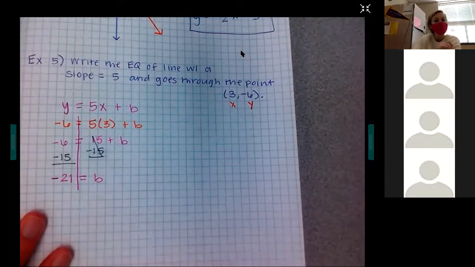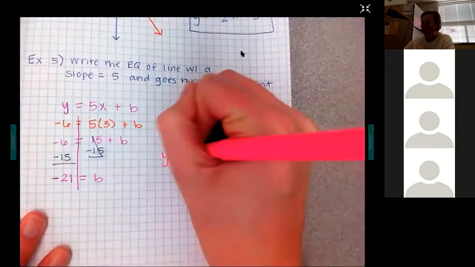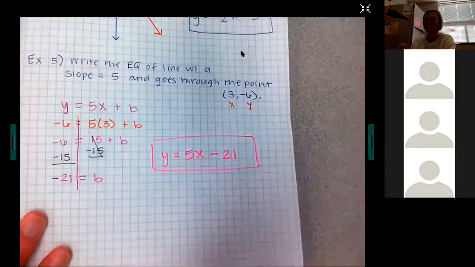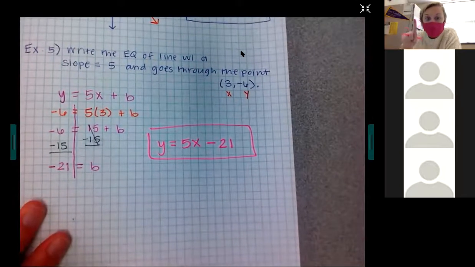And don't we know the slope? So what's the equation? Y equals what? Y'all talk to me. 5x, and we figured out the base was -21. That's all you had to do. Curtis, get off that phone. That's a great question. Is everybody okay with the first way?